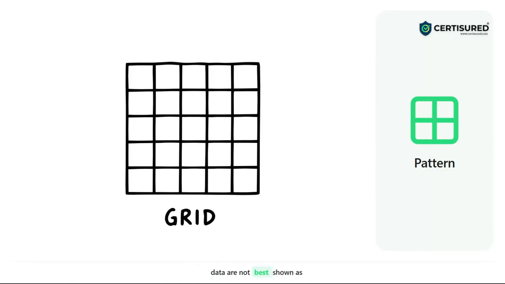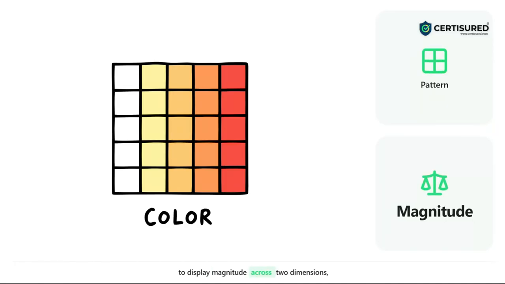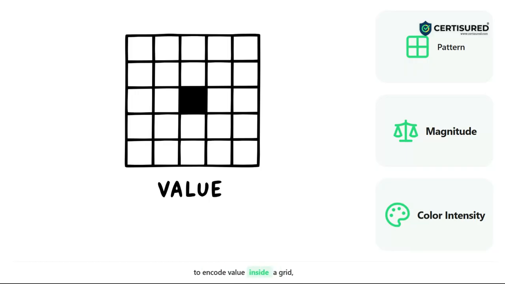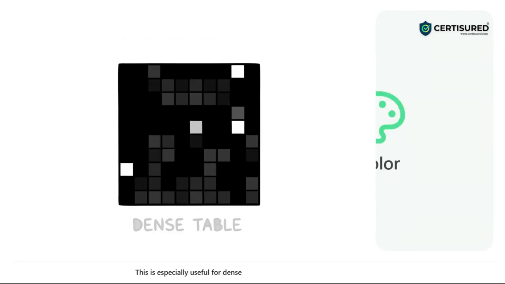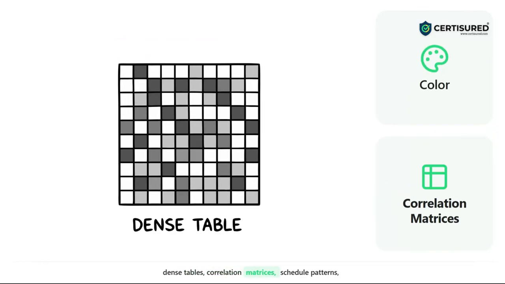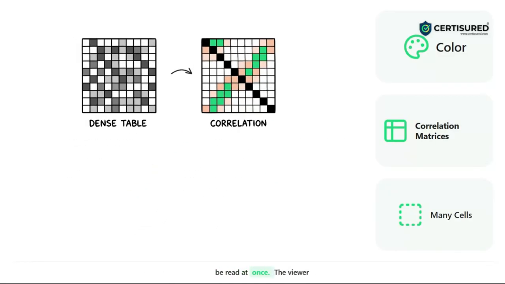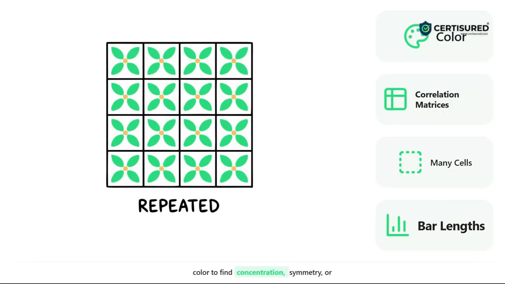Sometimes the data are not best shown as points or bars at all. When you need to display magnitude across two dimensions, a heat map uses color intensity to encode value inside a grid, and the pattern becomes visible across the matrix. This is especially useful for dense tables, correlation matrices, schedule patterns, or any layout where many cells must be read at once. The viewer does not trace a line or compare bar lengths. Instead, they scan color to find concentration, symmetry, or repeated structure.